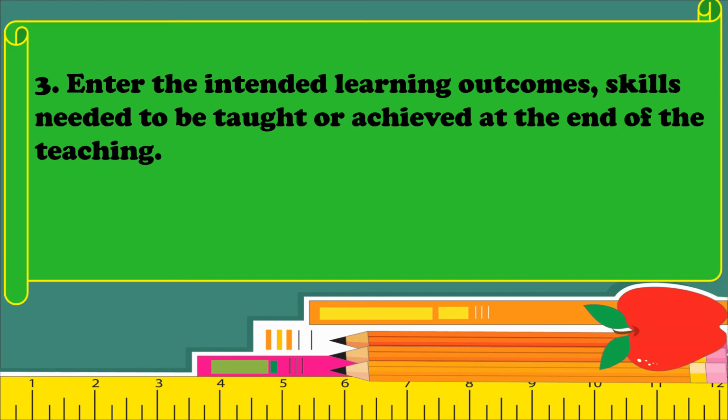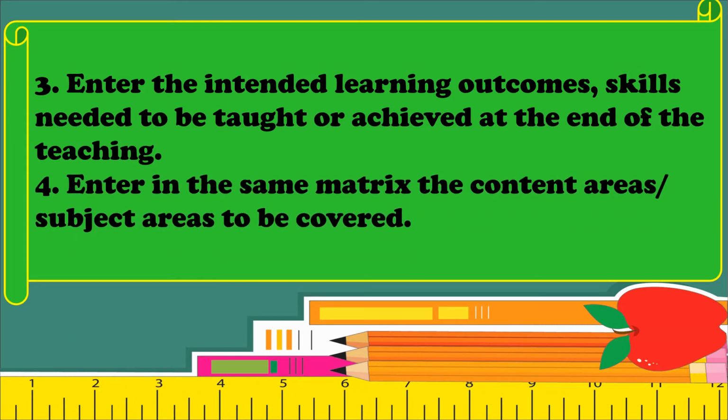Next, enter the intended learning outcomes, the skills needed to be taught or achieved at the end of the teaching. You are going to enter what a learner will have acquired or needs to learn at the end of the teaching-learning process. Enter in the same matrix the content areas, the subject areas to be covered. You need to enter in the same matrix what subject areas you need to cover in your curriculum map.